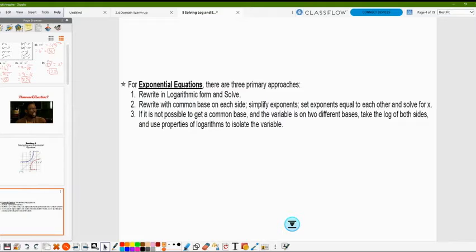And then the third one is that if it's not possible to get a common base and the variable is on 2 different bases, take the log of both sides and use properties of logarithms to isolate the variable. So those are going to be our approaches. I just wanted to bullet them out for you so you can come back and refer to them. Let's go ahead and give them a try.